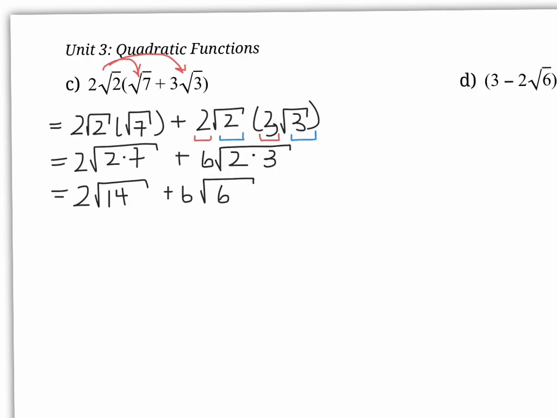So before we finish, are there any perfect squares within 14? The only factors of 14 are 1 and 14 and 2 and 7, and none of those are perfect squares. How about in 6? Are any perfect squares in 6? The factors of 6 are 1 and 6 and 2 and 3, and none of them are perfect squares. On top of that, we cannot add these things because this is saying there's 2 root 14s plus 6 root 6s. This is equivalent of saying there's 2 x's and 6 y's. Those are not like terms, so we can't add them. So we are totally done.